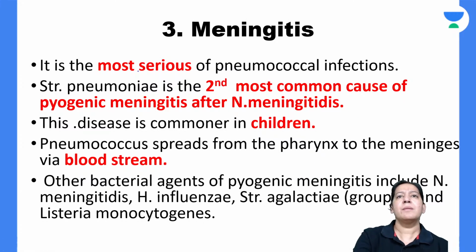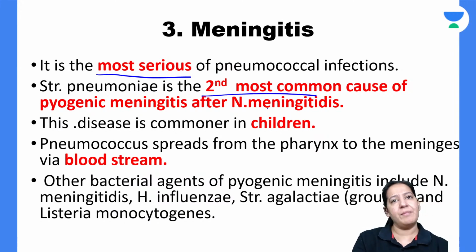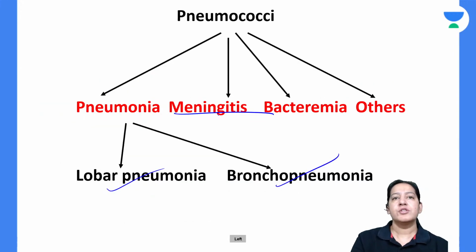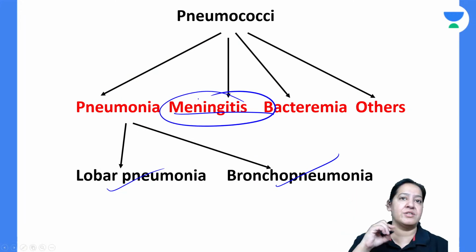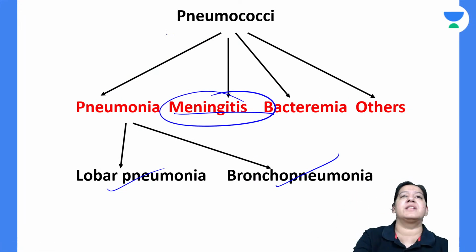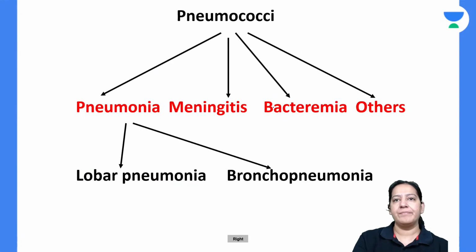Meningitis, it is the most serious infection caused by pneumococcus. It is the second most common cause of meningitis after Neisseria meningitidis. So meningitis is mainly caused by Neisseria meningitidis, and the second most common cause of meningitis is pneumococci. So that is the thing.